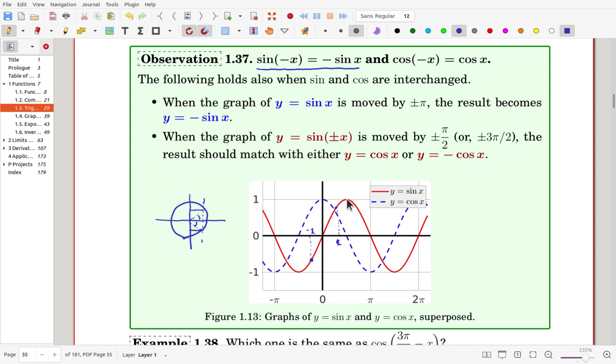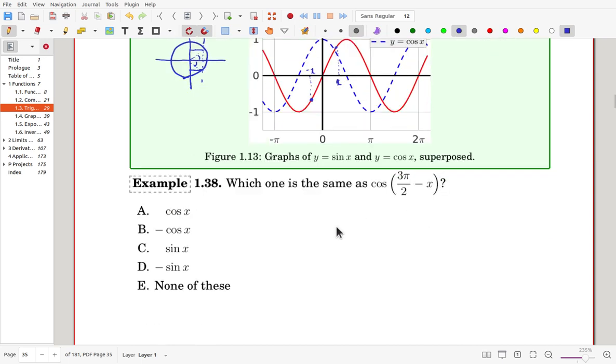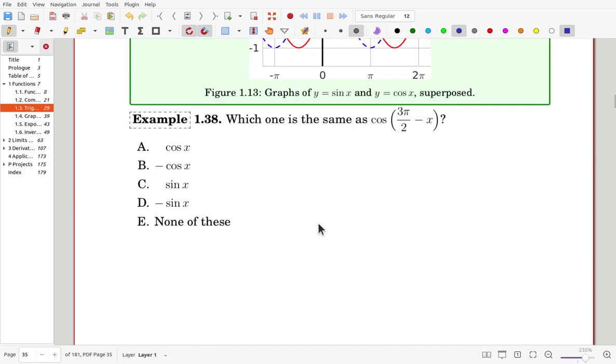Okay. Another one is that if you are moving, for example, sine x, either in the positive direction by pi over 2, or the negative direction by pi over 2, then it can be either the same as cosine x or the negation of cosine x. And also the same with 3 pi over 2, moving left or right, it will become either cosine x or minus sine x. That observation makes problem solving much easier.